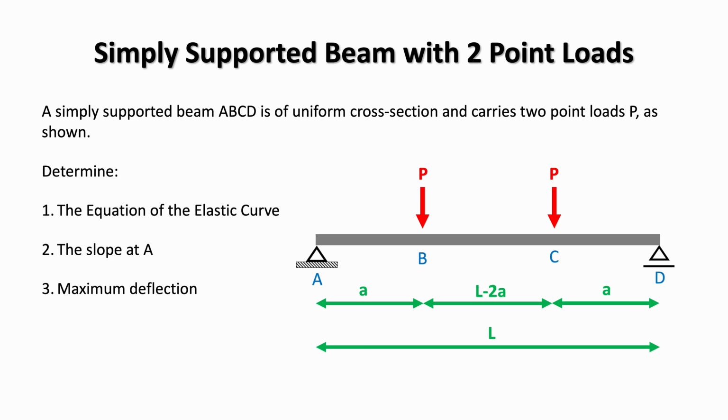Let's get to it. In this tutorial, we're given a simply supported beam ABCD of uniform cross-section, carrying 2 equal point loads P placed symmetrically about the midspan. Our aims are to determine the elastic curve, the slope at support A, and the maximum deflection of the beam.